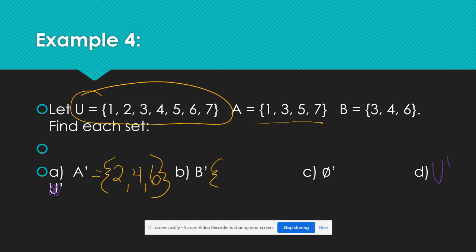The complement of set B. B has 3, 4, and 6. So I'm going to change this ink here. So 3, 4, and 6. That means we would still have 1, 2, 5, and 7. So 1, 2, 5, and 7 would be in the complement of B.